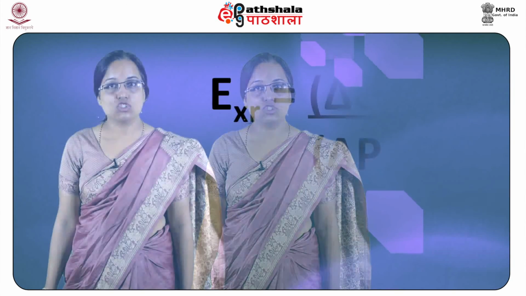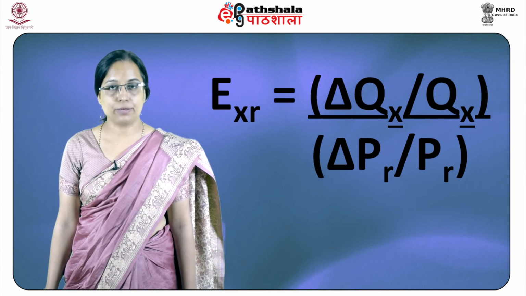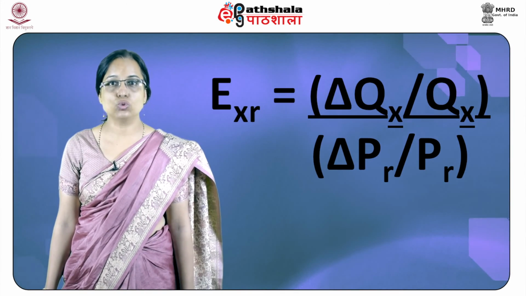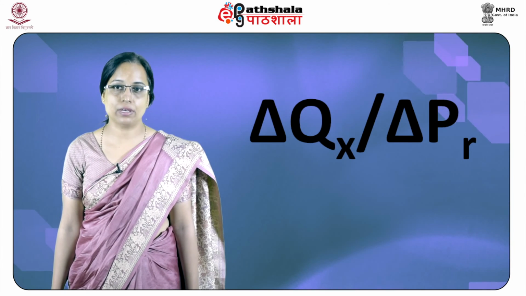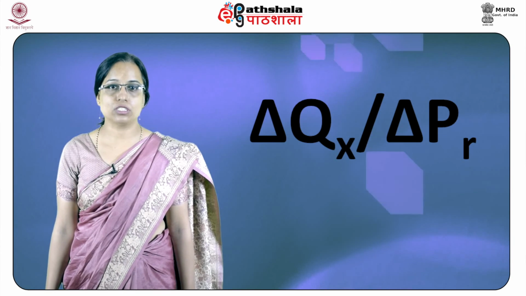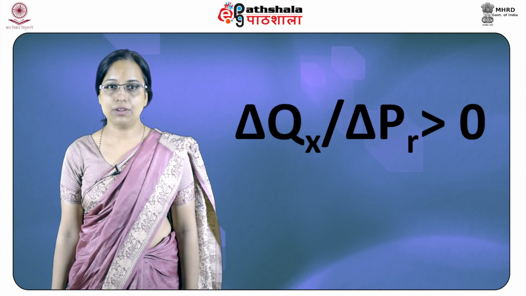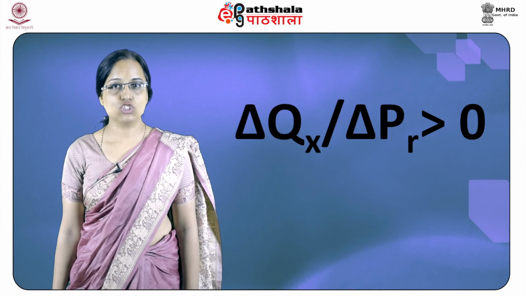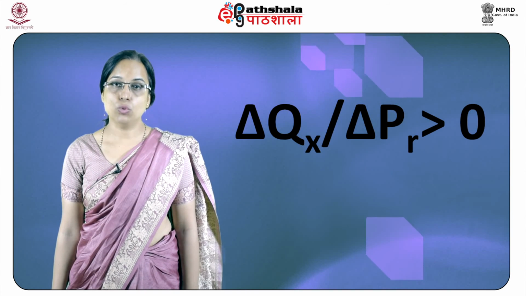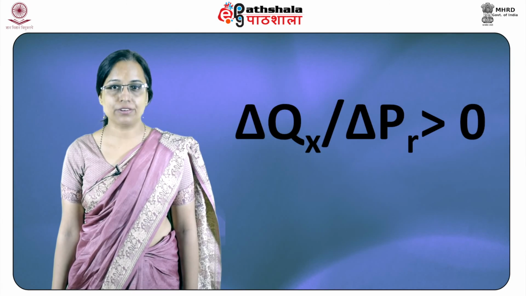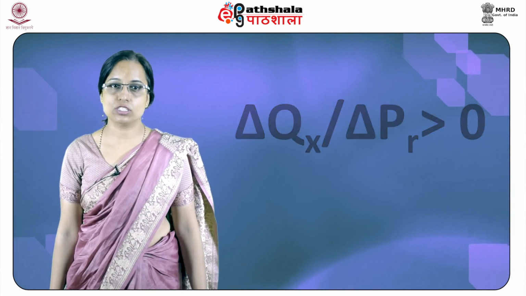The mathematical formula for cross price elasticity of demand is change in quantity of X by X divided by change in price of the related commodity by the price of the related commodity. Note, PR is the price of the related good here. Clearly, the sign of EXR depends on the sign of change in QX by change in PR, which could be negative or positive. If the goods X and R are substitutes, then change in QX divided by change in PR is greater than 0. That is, more of X is bought with a rise in price of R. This implies that EXR is positive.